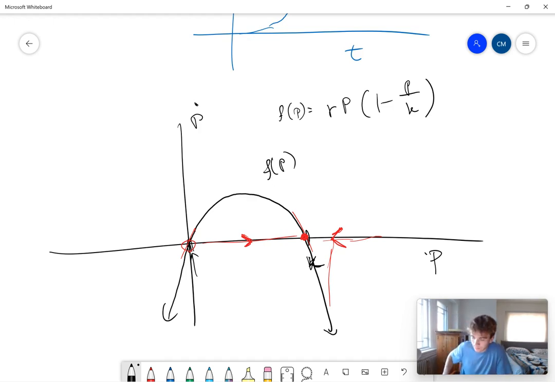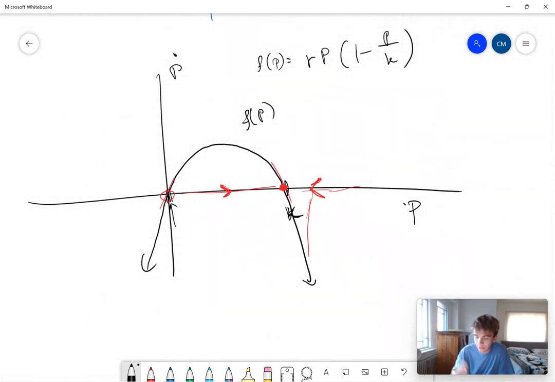And so how does it approach k? Because we know eventually it's going to get there. Well, from this side, we can see it's going to approach very, very quickly. Like if it's way out here, we're going to have some huge negative value for p dot here. So it's going to fall really quickly down to this stable fixed point, and then it's going to slow down closer into this region and eventually start decelerating.